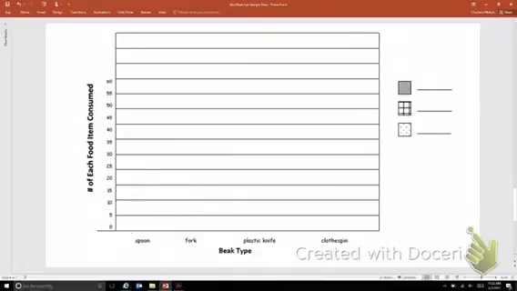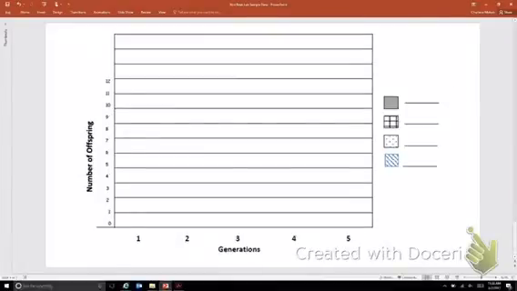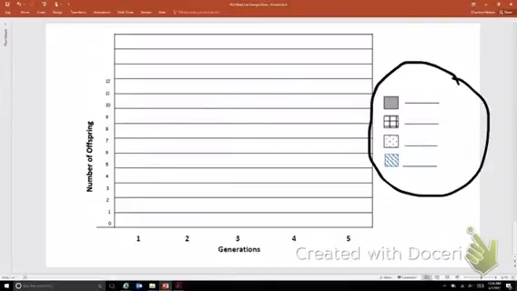Now if we look at our next graph, it is plotting generations on the x-axis and number of offspring on the y-axis. So I'm looking at information a little bit differently here. On this one, I have 4 things that should be in my key. This particular key is actually for the types of beaks. So you would have your spoon, your fork, the knife, and the clothespin. And again, please write those full words out when you do your graph. What I have to do is go through and look here to find this information. Now, this graph is going to be a line graph.